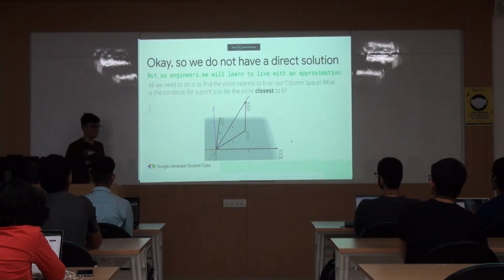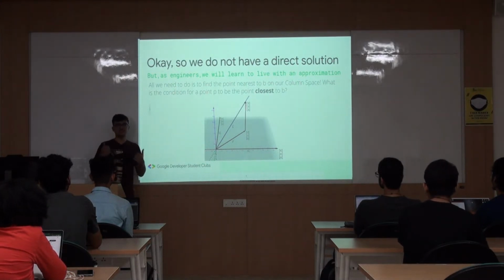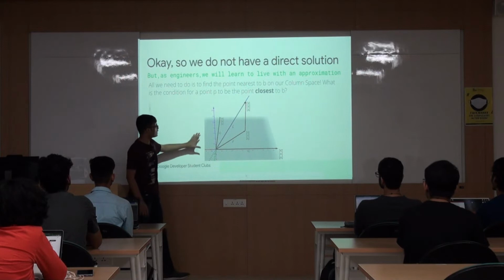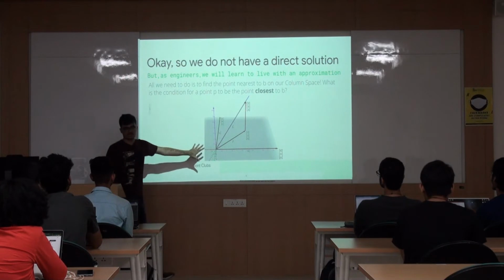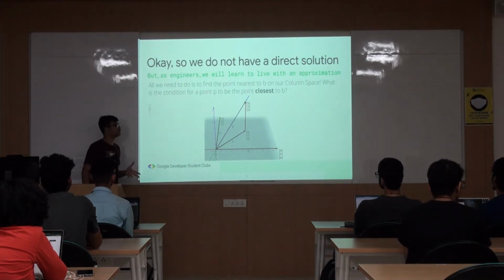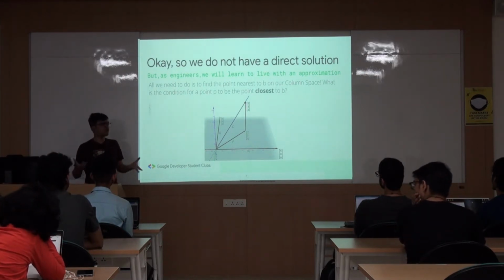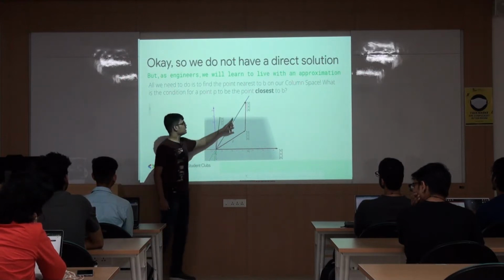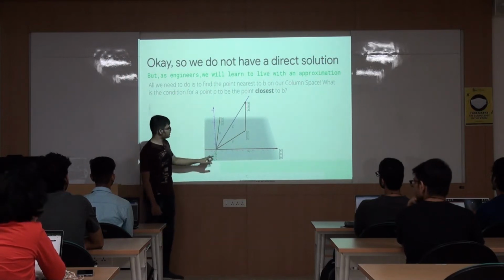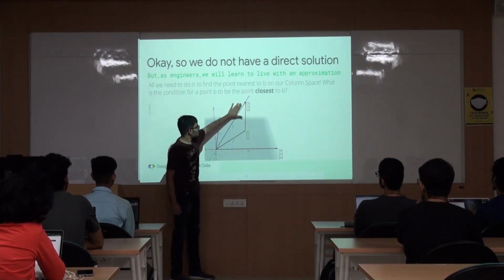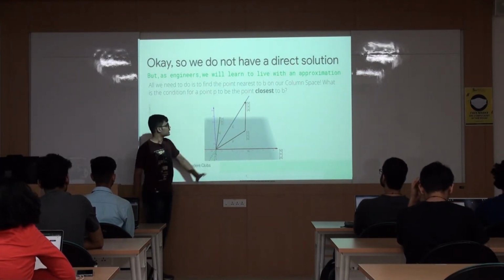Now if we see again, as you know, we are engineers, so we need to live with the best approximation possible. So we will try to get a point which is closest to B on our column space. Do you agree that will be the best approximation of B? We cannot get the solution for AX equal to B, but maybe we can get AX such that AX is the closest point to B on our space. So over here you can see that P is the closest point to B which lies on our column space of A. Is that clear?